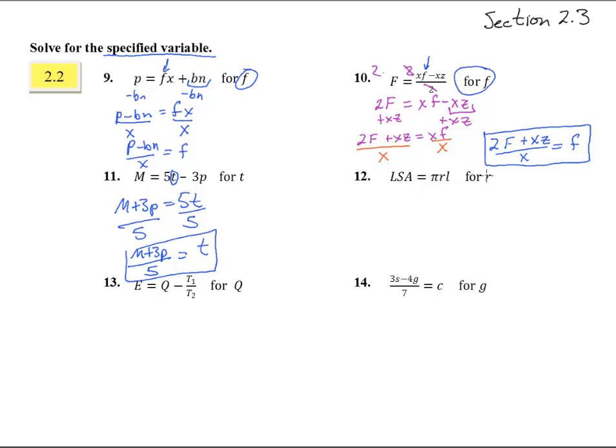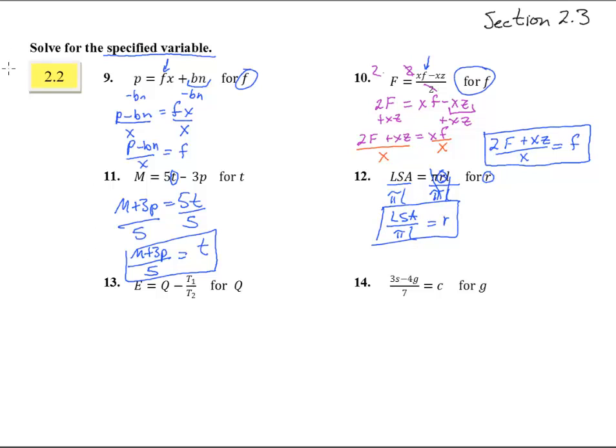Number 12, getting r by itself. So there's our r right there. We have to get rid of the pi and the l, and they are multiplying, so we have to divide them off. Oh, that was a nice one. r is now by itself. LSA over pi L. Good.